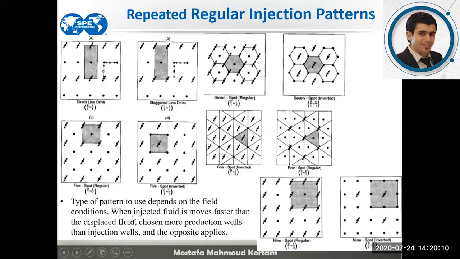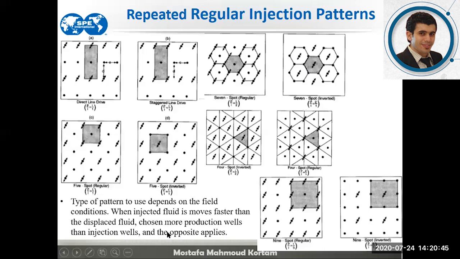And also there are some key factors that you may put in your consideration. You have to know that when the injected fluid moves faster than the displaced fluid, you choose more production wells. So when you have water that has less viscosity and is moving faster than the oil, you have to choose the arrangement and the pattern that offers more production wells over injection wells.